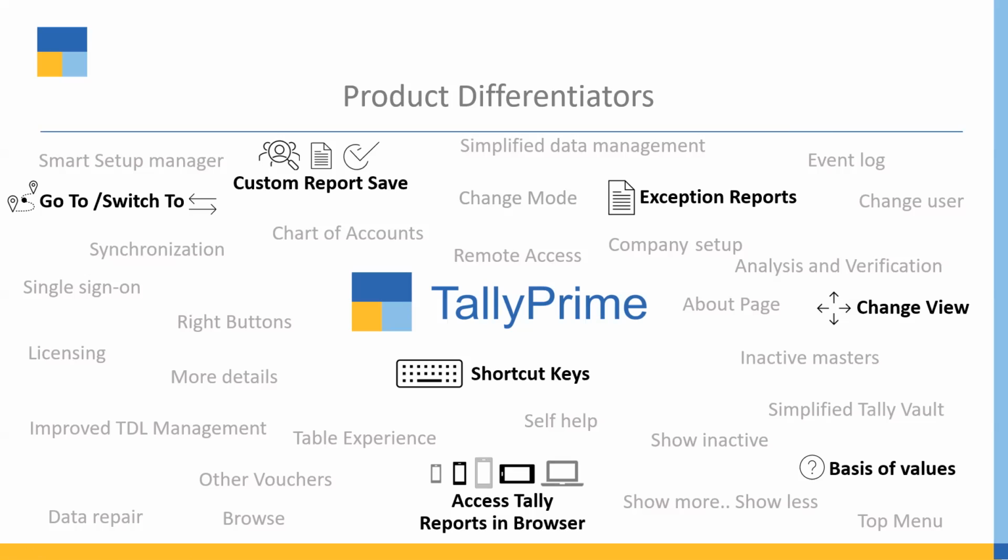Previously you were using Control Alt C and Control Alt V to copy and paste. Here you can use Control C and Control V, so it's normal. Other shortcut keys are also there. And access Tally in the browser: if you have a valid TSS of Tally and are on the latest edition, you can access all the reports over mobile and any device, on the browser. Okay, so I'll show you what changes are there.